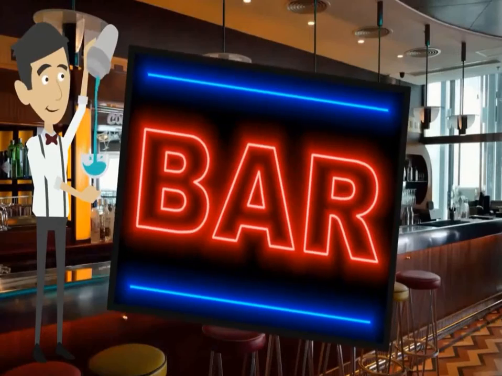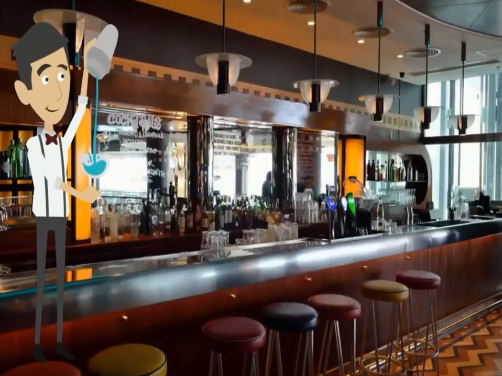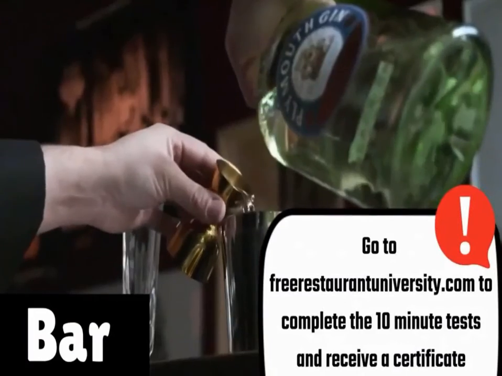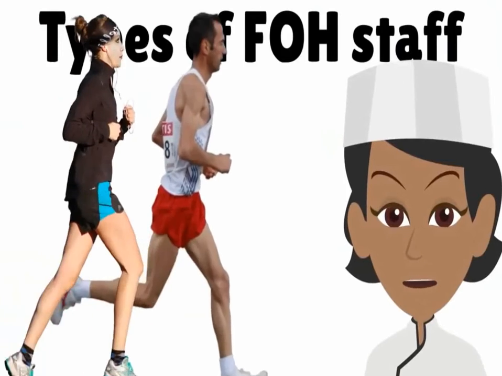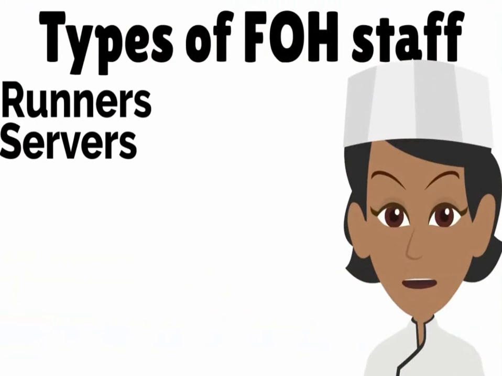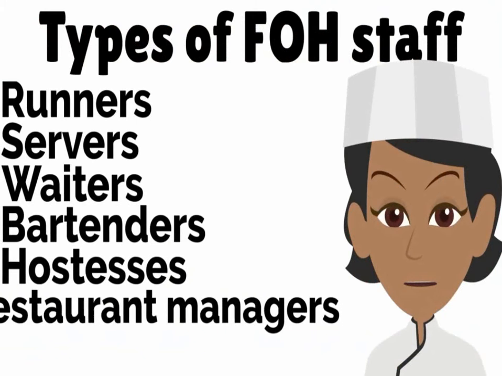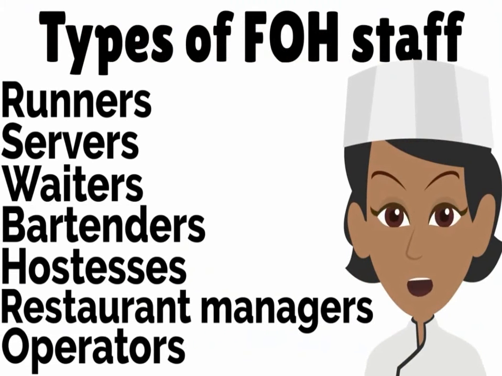The bar is where drinks are made. Some restaurants use it as a focal point with a pretty display of alcohol, glasses and decoration. The types of staff for front of house are runners, servers, waiters, bartenders, hostesses, restaurant managers and operators.